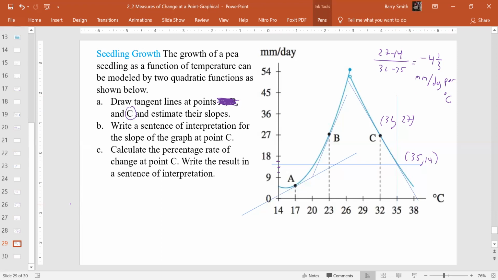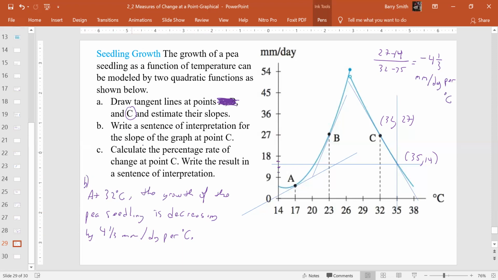And so what we can say then, for our part C, if we have to interpret that, is at 32 degrees C, because that's what part C is, the growth of the pea seedling is decreasing, because we have a negative, by 4 1/3 millimeters per day per degree C. Okay, and that would basically be our part B.